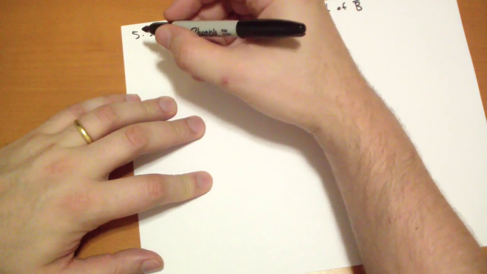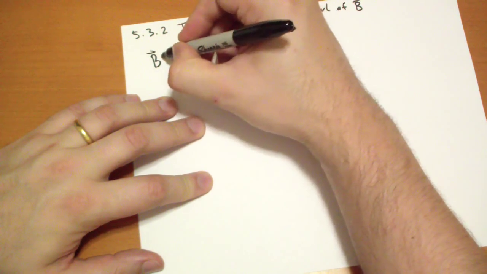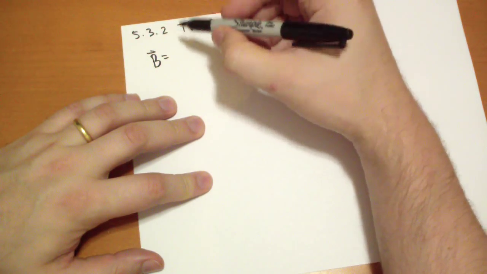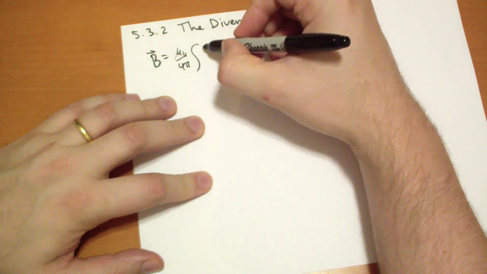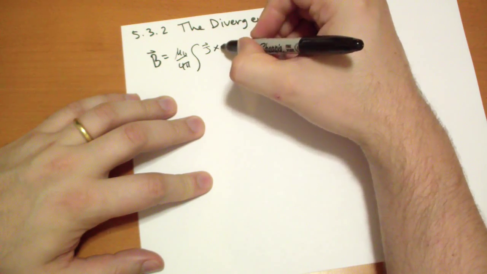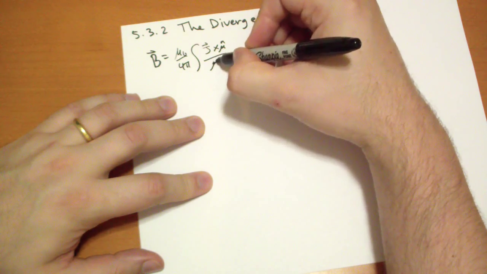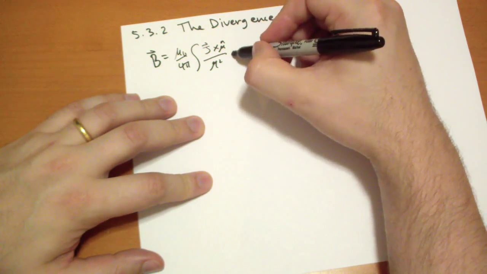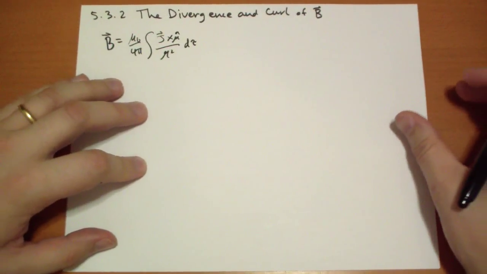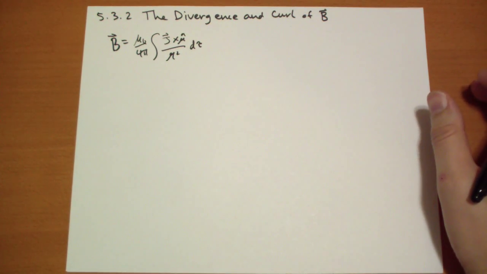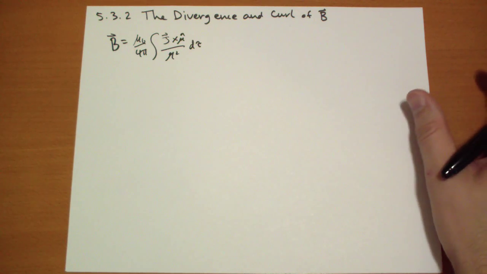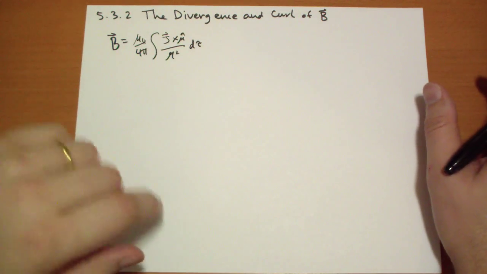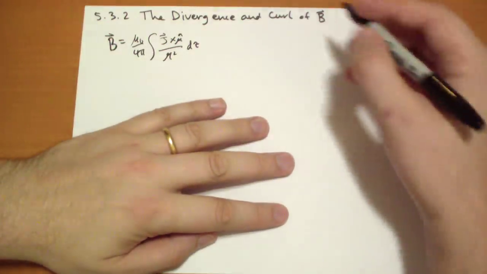So starting with the Biot-Savart law, we have the B vector for the volume current: mu naught over 4 pi, that's always there, times the integral of J vector cross r hat over r squared d tau. Now, there's going to be some funky business involving the del applied to J vector, so we have to be very clear here.